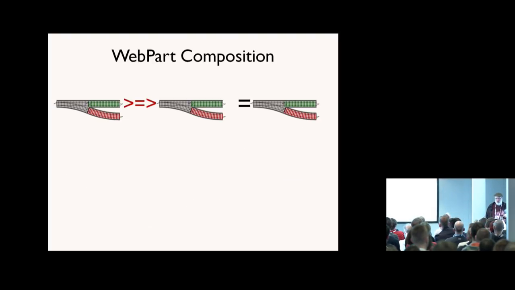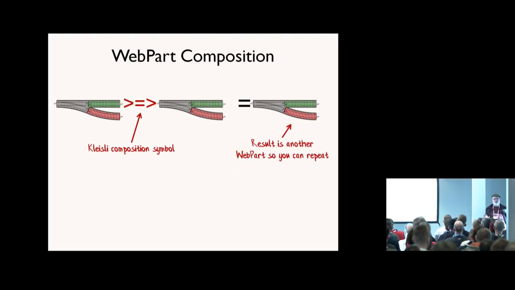So you can compose two web parts to make another web part. And the composition symbol is angle equals angle, another weird symbol. This is the standard symbol for Kleisli composition. But again, when you combine these two things, you get another thing of the same type, which means you've got another web part, and now you can combine some other web parts to make another web part, and so on and so forth. So let's look at some real examples.